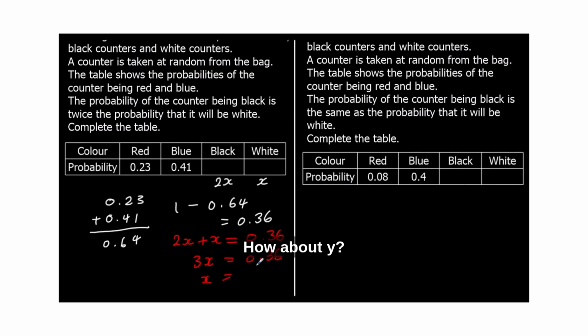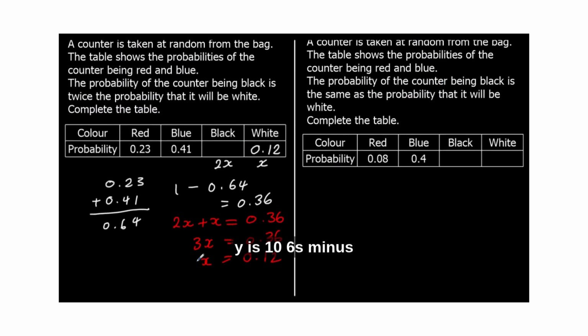If we divide both sides by 3, we get 0.12. 36% divided by 3 is 12%, or 0.36 divided by 3 is 0.12. So x is 0.12. 2x is 2 0.12s, which is 0.24. So now we've got probabilities that add up to a whole, and the probability of black is double the probability of white.